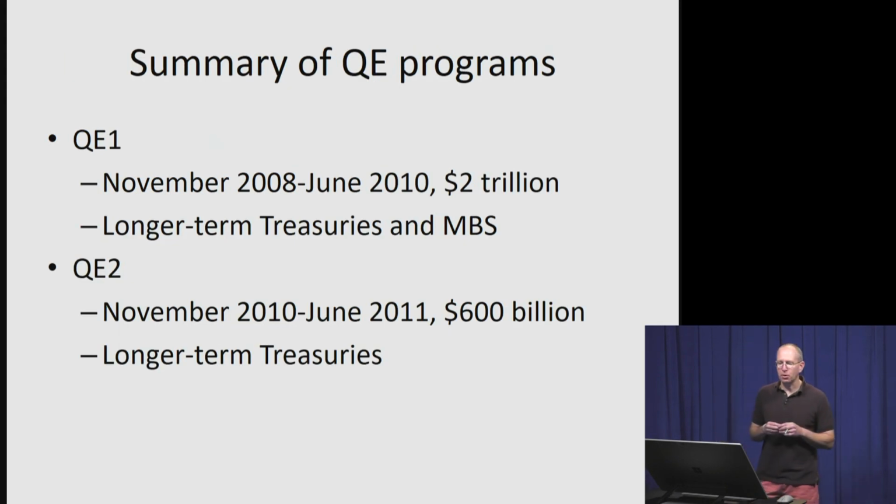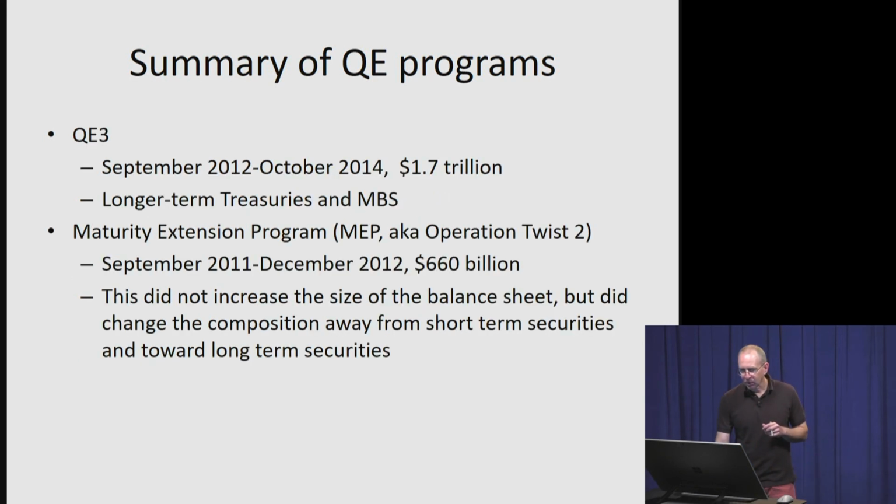So a quick summary of the various QE programs. QE1 was introduced in November 2008 and ran through June in 2010, and that involved about $2 trillion of longer-term treasuries and mortgage-backed securities. QE2 ran from November 2010 to June 2011. That involved $600 billion of long-term treasuries. QE3 started in September 2012, and that ran through October 2014. And that was a $1.7 trillion collective buy of longer-term treasuries and mortgage-backed securities.